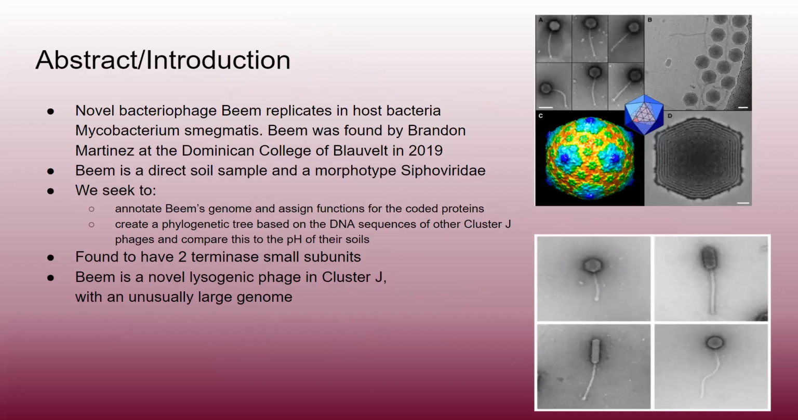The novel bacteriophage Beam replicates in host bacteria Mycobacterium smegmatis, and it's found in a direct soil sample with the morphotype Siphoviridae. So we sought to annotate Beam's genome and assign functions, as well as create a phylogenetic tree with other cluster J phages and compare this to the pH of their soils. Beam was found to have two terminase small subunits, and it was also a lysogenic phage found in cluster J with an unusually large genome.